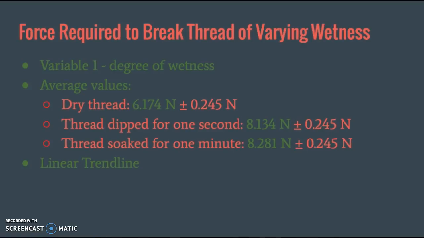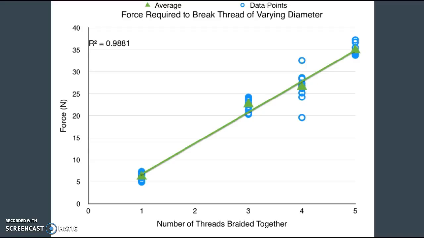This is a brief summary of the average results obtained for the variable of wetness, and we are reporting the force with an uncertainty of plus or minus 0.245 newtons due to the fact that we incremented the mass in 0.025 kilograms and multiplied this by the acceleration due to gravity.